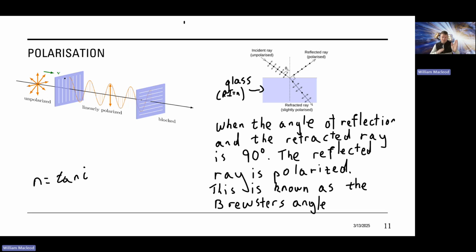Another way of getting polarized light is by reflecting the light off a block of glass. Some of the light will be reflected off the block of glass and some will be refracted. When the angle between the refracted ray and the reflected ray is 90 degrees, that is known as Brewster's angle. And at this Brewster's angle, the reflected ray is polarized. So that's another way of getting polarized light, by taking advantage of Brewster's angle. And that can be described as n, the refractive index of the glass, is equal to tan i, with i being the angle of incidence.